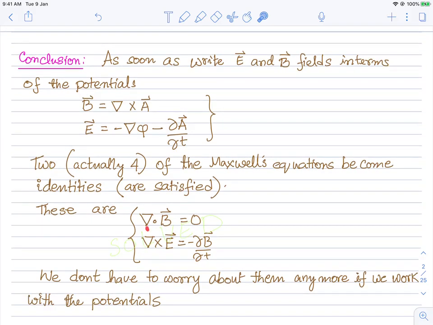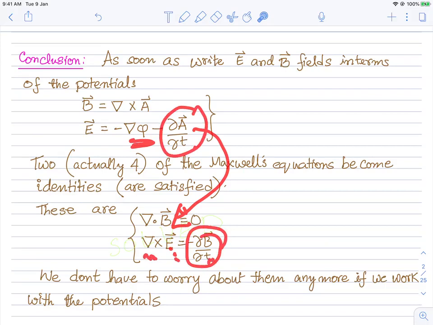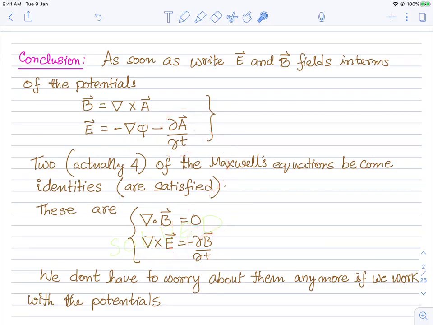Because the divergence of B is the divergence of curl of A, and the divergence of a curl vanishes. So as soon as I write B as the curl of A, this equation is satisfied. And when I write E in this form and plug E back in here, the first term vanishes because the curl of a gradient vanishes, and the other term gives us the magnetic field back, so the right hand side and left hand side are the same. So these two equations become identities, and we don't have to worry about them anymore.